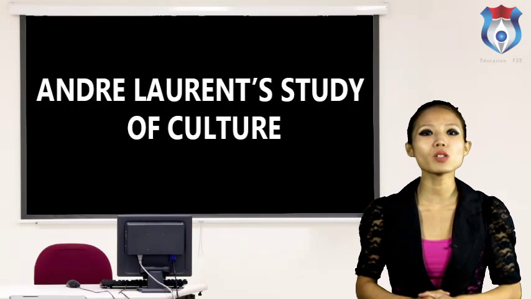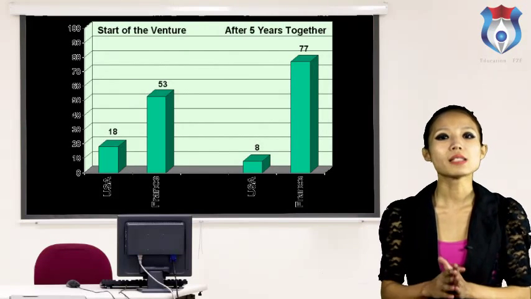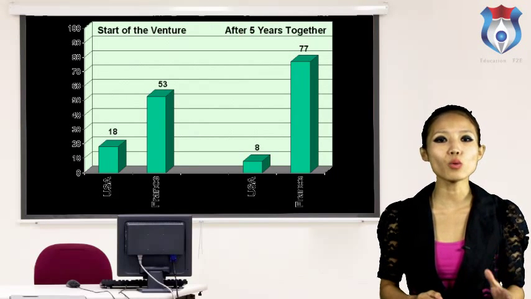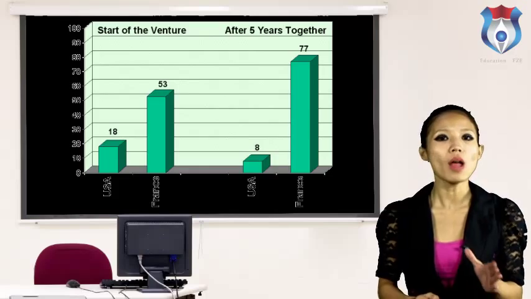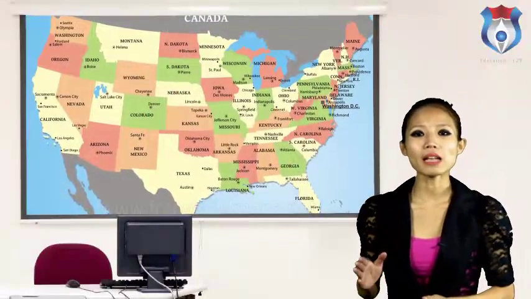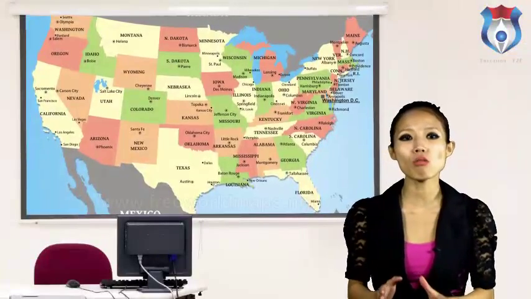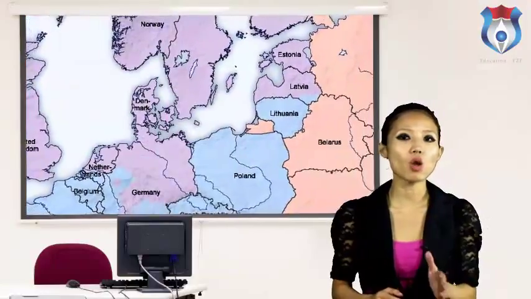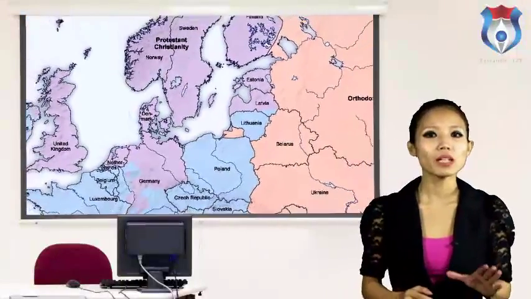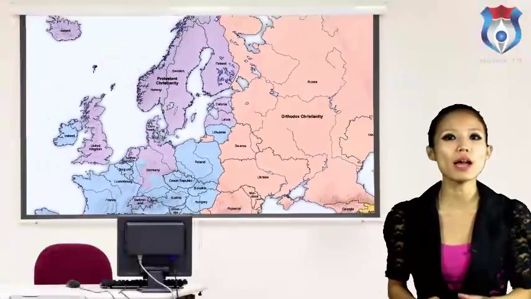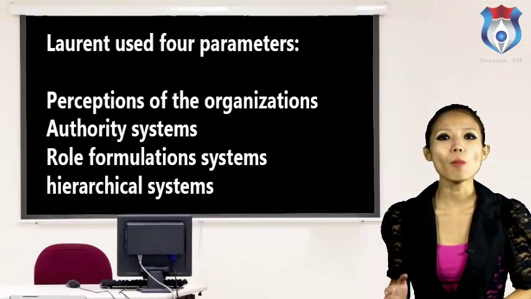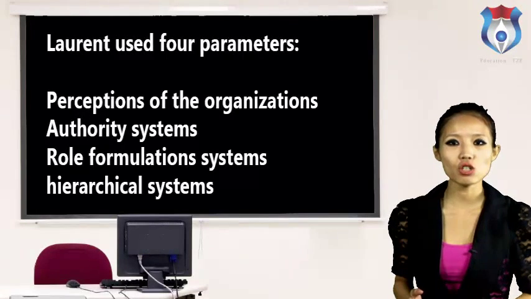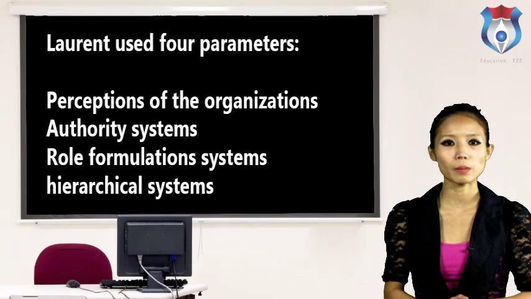This research by Laurent was directed to bring into focus some of the implicit management and organizational assumptions that managers are known to have. It is not so much to explore national differences. Laurent analyzed the values of managers in 9 European countries and the US in 1983 and 1989, along with Adler and Campbell, collected data on China, Indonesia, and Japan. Laurent used 4 parameters: perception of the organization, authority systems, role formulation systems, and hierarchical systems.